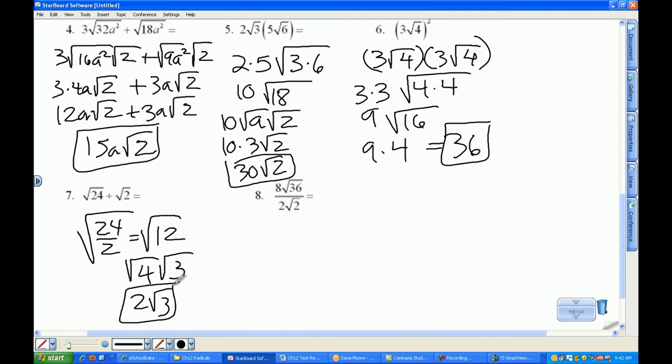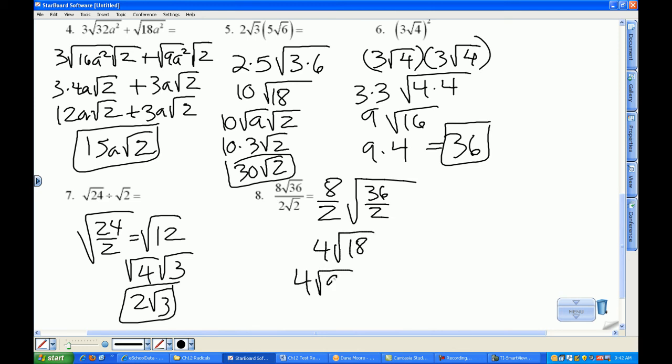For problem 8, we divide the coefficients. That quotient is going to remain a coefficient. We divide the radicands. That quotient is going to remain a radicand. So we get 4 radical 18, which is 4 times radical 9 times radical 2. That's 4 times 3 radical 2, which is 12 radical 2.